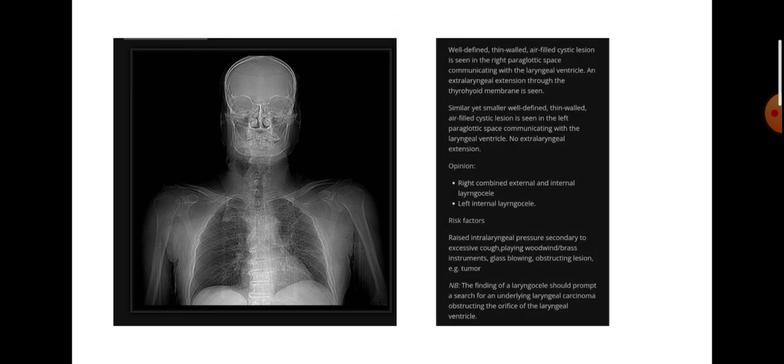Here we find a well-defined, thin-walled, air-filled cystic lesion seen in the right paraglottic space, communicating with the laryngeal ventricle. An extralaryngeal extension through the thyrohyoid membrane is seen. Similar yet smaller, well-defined, thin-walled, air-filled cystic lesion is seen in the left paraglottic space, communicating with the laryngeal ventricle, and no extralaryngeal extension. Now here, what is your opinion? Right combined external and internal laryngocele, left internal laryngocele.